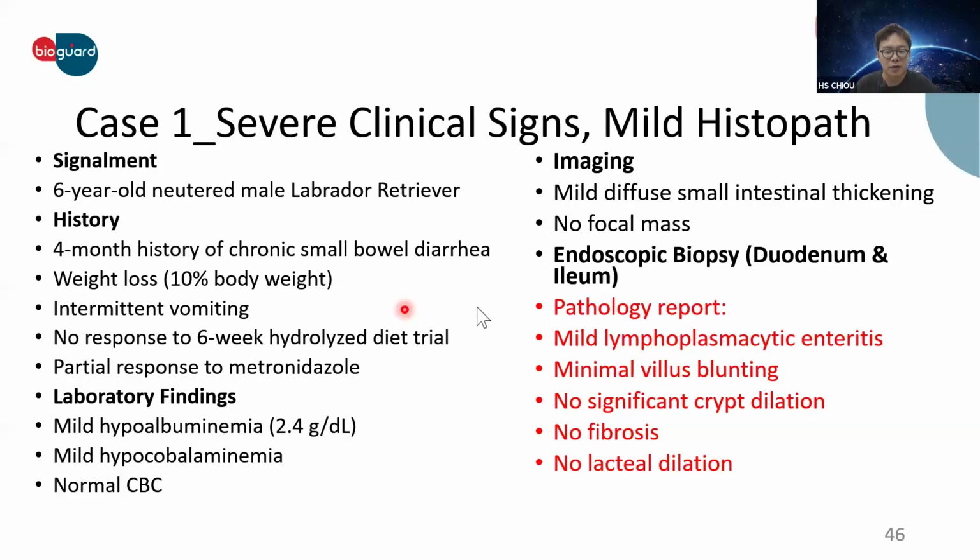Now here's where it becomes interesting. The pathology report reads mild lymphoplasmacytic enteritis, minimal villi blunting, no crypt dilation, no fibrosis, no lacteal dilation. So the histopath appears mild. And this is where many clinicians feel uncomfortable. How can a dog that looks clinically significant have only mild histopath changes?